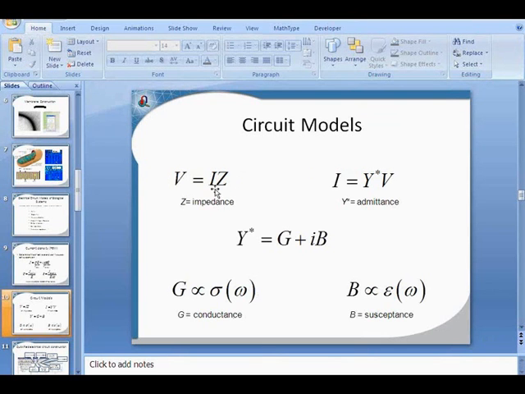When we're looking at electrical circuits, we'll be dealing primarily with impedance. Using the admittance prescription, the current is proportional to a complex admittance times the voltage, where the admittance is the sum of the conductance and the susceptance, where the conductance is proportional to the conductivity and the susceptance is proportional to the dielectric constant.